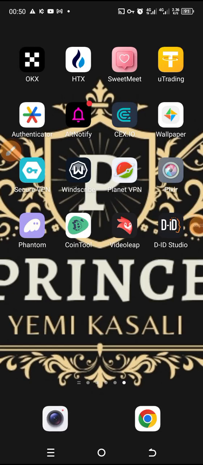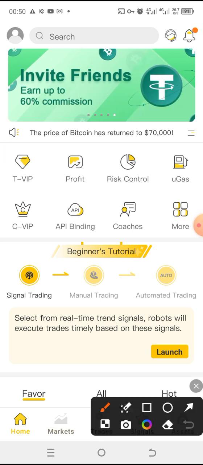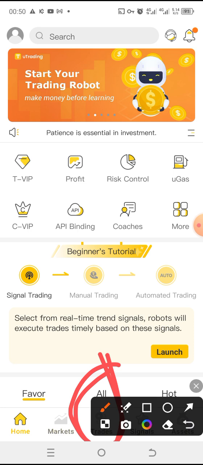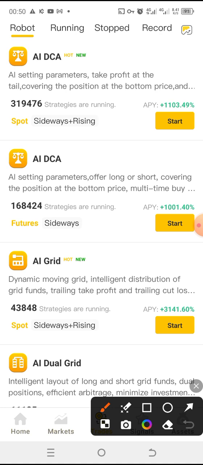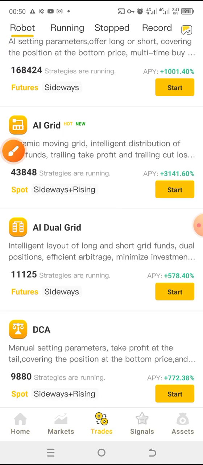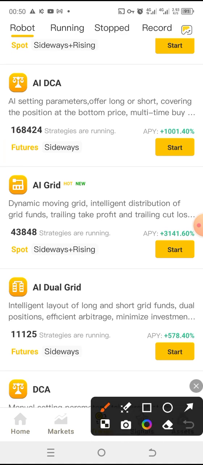In this tutorial, we'll be talking about how to trade futures, making use of this wonderful robot called uTrading. And we'll be picking one of the few manual trading that we have here. So to go to the manual trading, manual robots, you need to click trade down here. Then we are having three types of robot trade for futures, while we have three for spot.